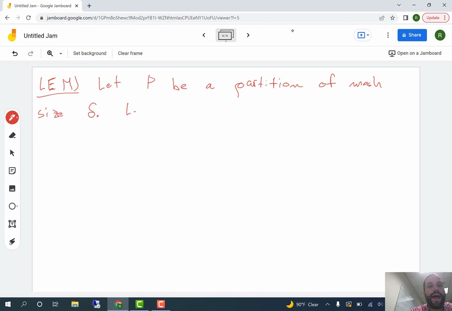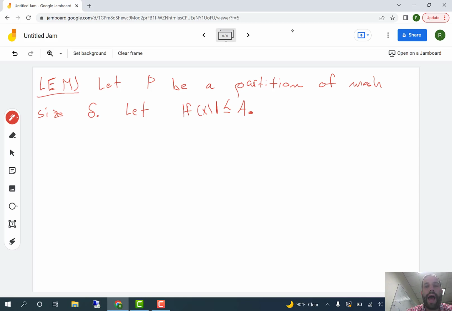And let f be a bounded function on an interval a to b, where the absolute value of f is less than or equal to a. So f is a function on the interval a to b, and it's bounded. In particular, a is the bound.